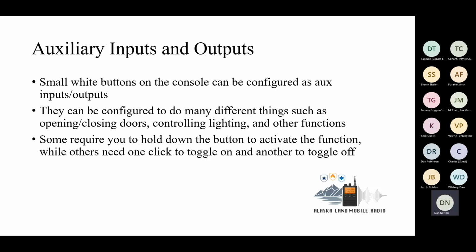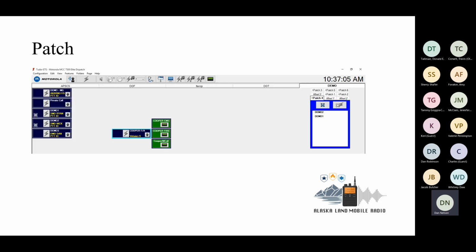I'm afraid I didn't have a picture for this, but there are usually, in some cases, auxiliary inputs and outputs. These are small white buttons. They can be labeled pretty much anything and might do different things. A very common auxiliary input is maybe you have a fire station door that you can control from your console, or some other type of device that you can deal with. Depending on how they're configured, they can act in different ways, whether you have to hold them down or whether you can just click them once. So just something to note there.